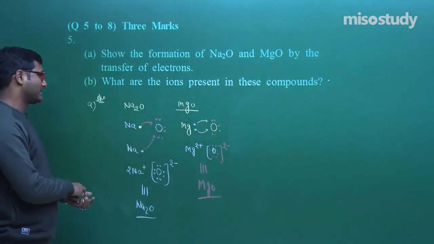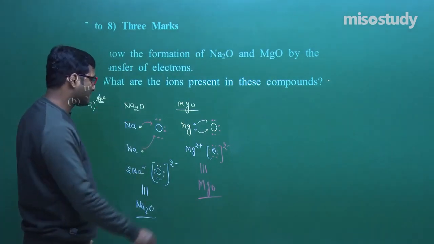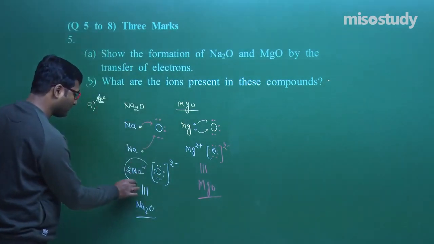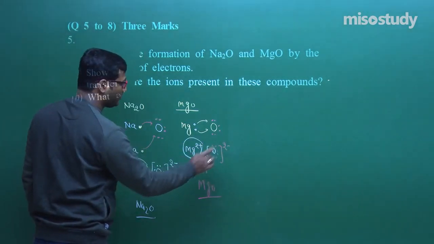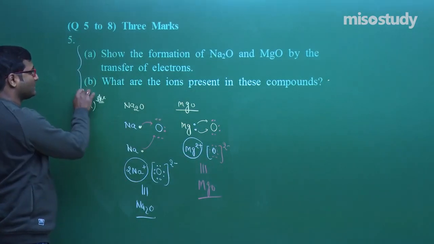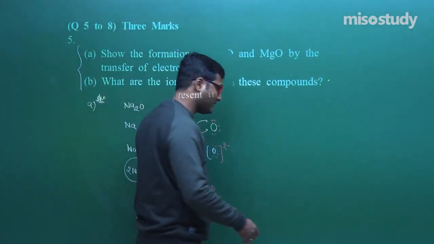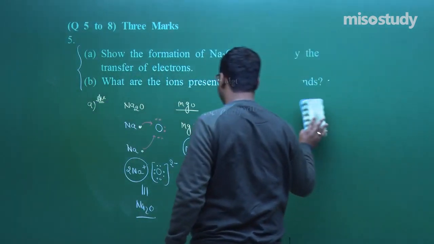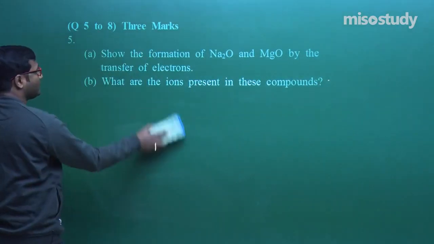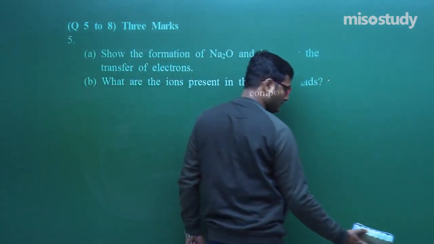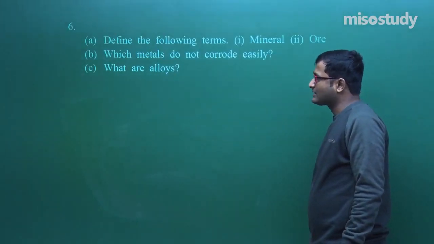Clear, my friend? Yes, this is the explanation. What are the ions present in this compound? One ion is Na+ and O2-. The other is Mg2+ and O2-. Clear? And I have discussed the 2 parts of this question. Can I move further? Yes, definitely. Still, if you have any doubt, you can come to the Miso site, our site, and put your queries, ask your queries.